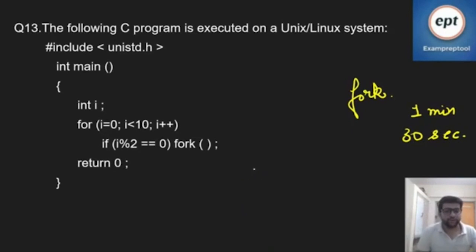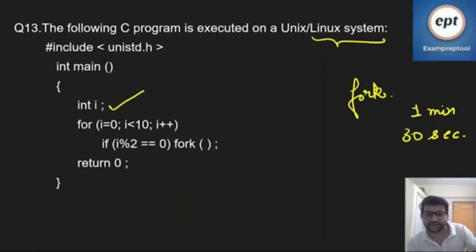Okay, so we have been given a C program which is executed on a Linux system, and the program is like this. Here a variable i is declared. Then we have a for loop which runs from i equal to 0 to i less than or equal to 10. So the values of i are from 0 to less than 10.